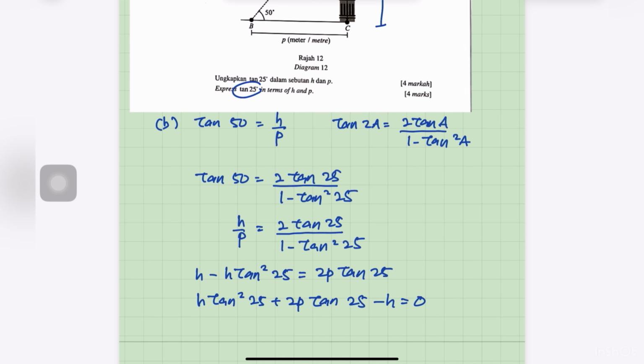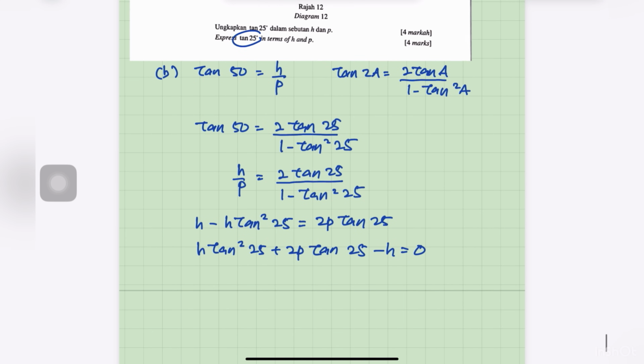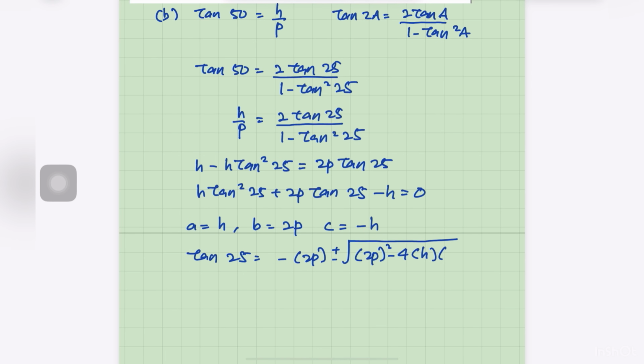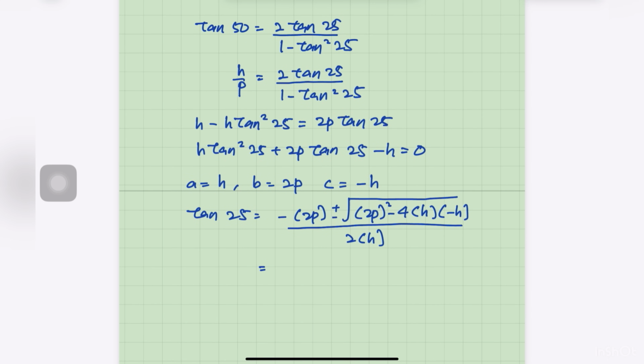Okay, so to find tangent 25 we can use the formula. So a is h, b is 2p, c is negative h. Then tangent 25 equals negative b plus minus square root of b squared minus 4ac over 2a. So negative 2p plus minus square root of 2p squared minus 4 times a times c, negative h, divided by 2a. a is h. Then the rest we just simplify.